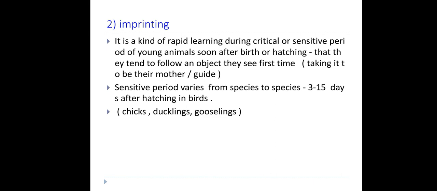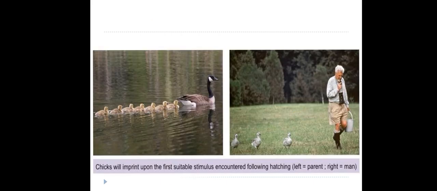Imprinting is a kind of rapid learning during a critical or sensitive period of young animals soon after birth or hatching, in which they tend to follow an object that they see for the first time. Imprinting is also one kind of acquired behavior. The animal or organism shows this type of behavior. With the help of an example we can understand.